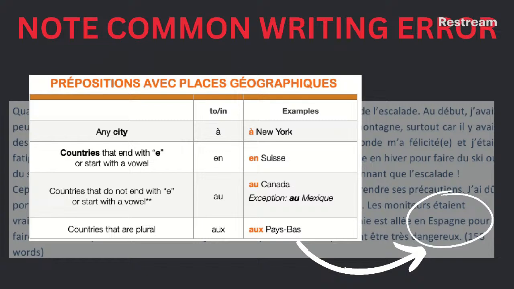So for a city, it's always à. So à New York, for example. If you're looking at countries that end with an E or start with a vowel, then it's always en. So en Suisse for Switzerland. If it's countries that do not end with an E or start with a vowel, for example, Canada, it will be au Canada. And if it's countries that are plural, then it's going to be aux.